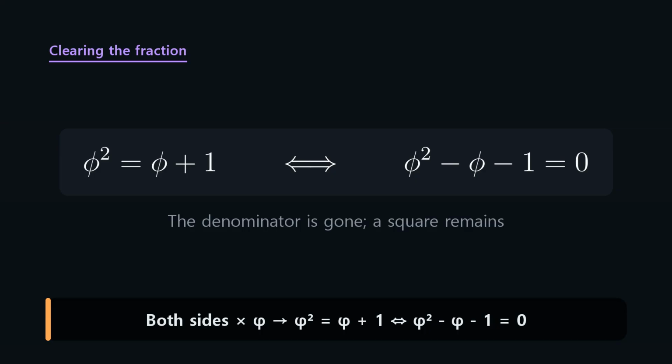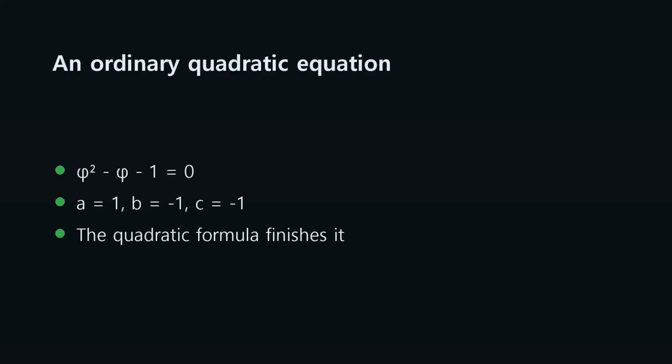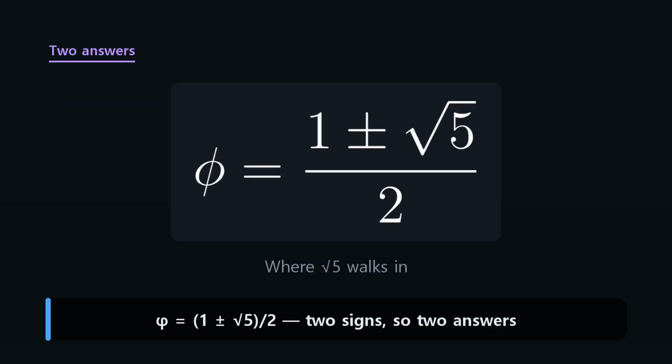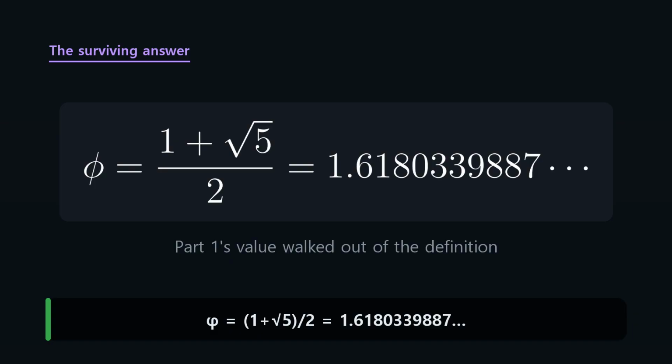Multiply both sides by phi to clear the fraction, and the denominator vanishes completely. What is left is an ordinary quadratic equation, the kind you met in middle school. We plug the coefficients straight into the quadratic formula. Under the radical, 1 plus 4, which is 5. So the answer is 1 plus or minus the square root of 5 all over 2. Two of them come out. We are dealing with a ratio of length, so we throw the negative one away. The positive one that survives is exactly that value.